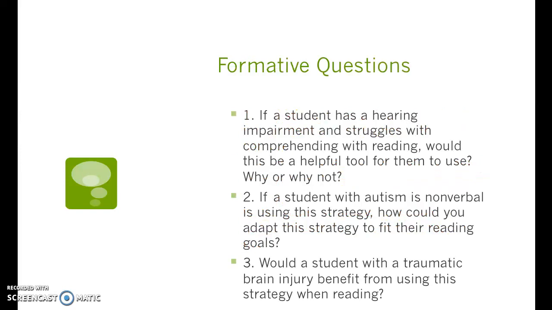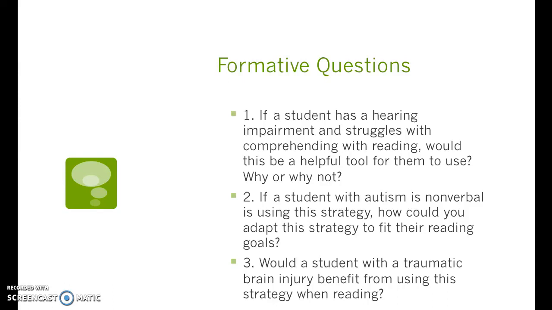Now that my information has been presented, below is a list of 3 formative questions. They will also be posted on my discussion board handout. The first one is, if a student has a hearing impairment and struggles with comprehending with reading, would this be a helpful tool for them to use? Why or why not?